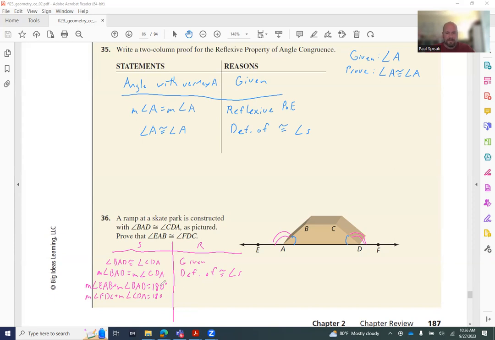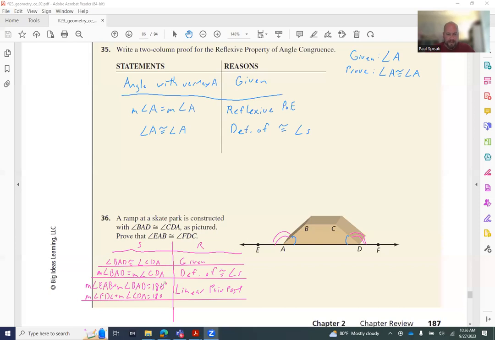How do we know that? That is the linear pair postulate. That's for both of those. Linear pair postulate. Probably should have drawn some lines there. What's my lines? My given statement. I have that statement next. All that went together.